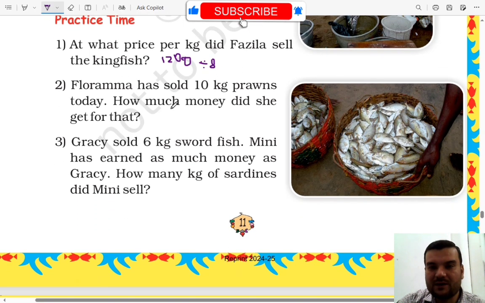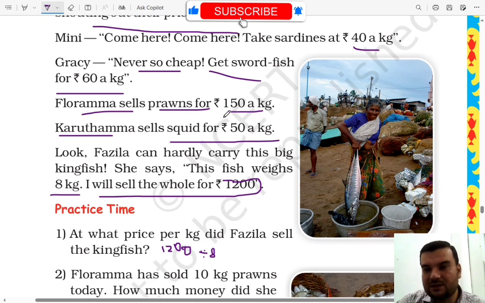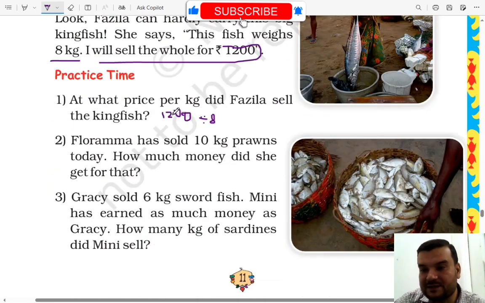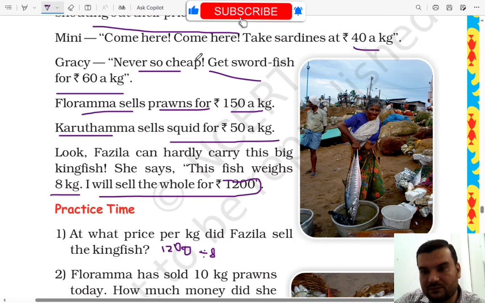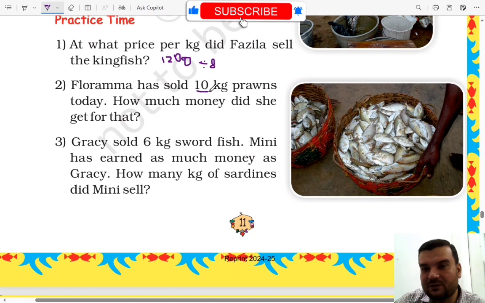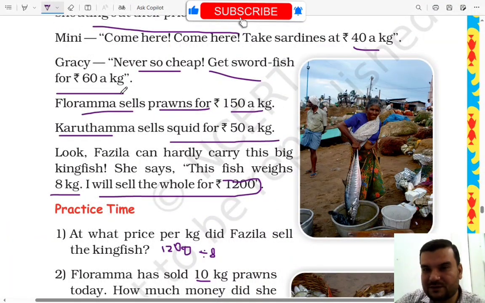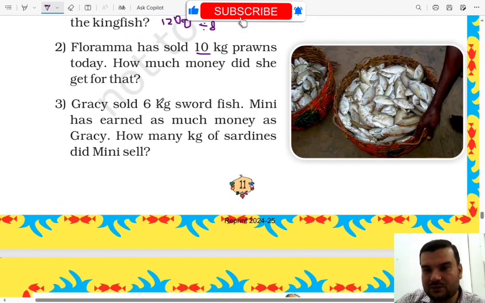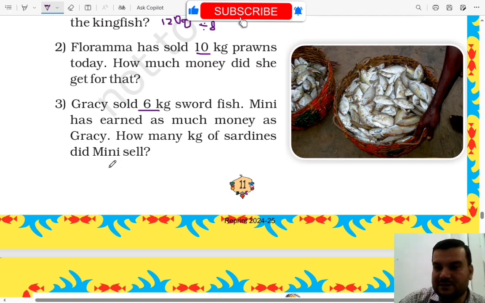Floramma sold 10 kg of prawns today. How much money did she get for that? Floramma sold the prawns for 150 rupees a kg. So if she sold 10 kg, it is 150 multiplied by 10 kg. It will be 1500 rupees she will get. Gracie sold 6 kg of swordfish at 60 rupees per kg. So if she sold 6 kg, 6 sixes are 36, so she will get 360 rupees.